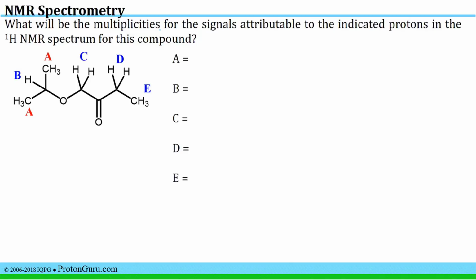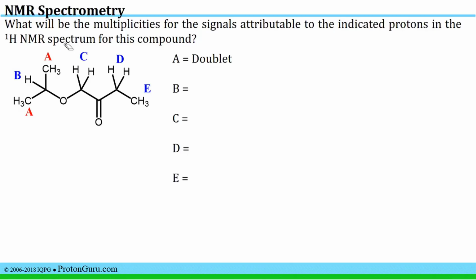If we first look at A, and we look at the neighboring sites, the neighboring carbon here only has 1 proton. Multiplicity equals n plus 1, and a peak that has a multiplicity of 2 is called a doublet. So protons we've labeled A should give us a doublet in the proton NMR spectrum.